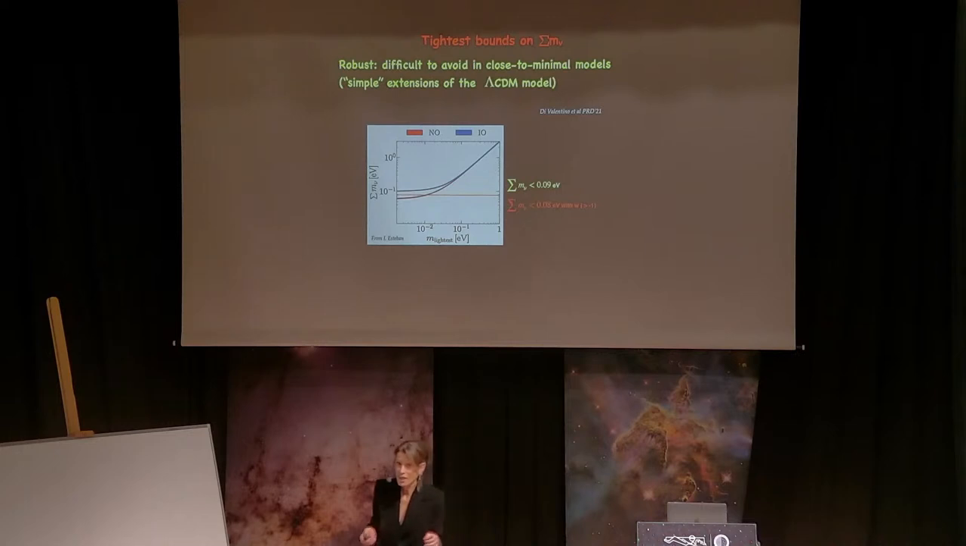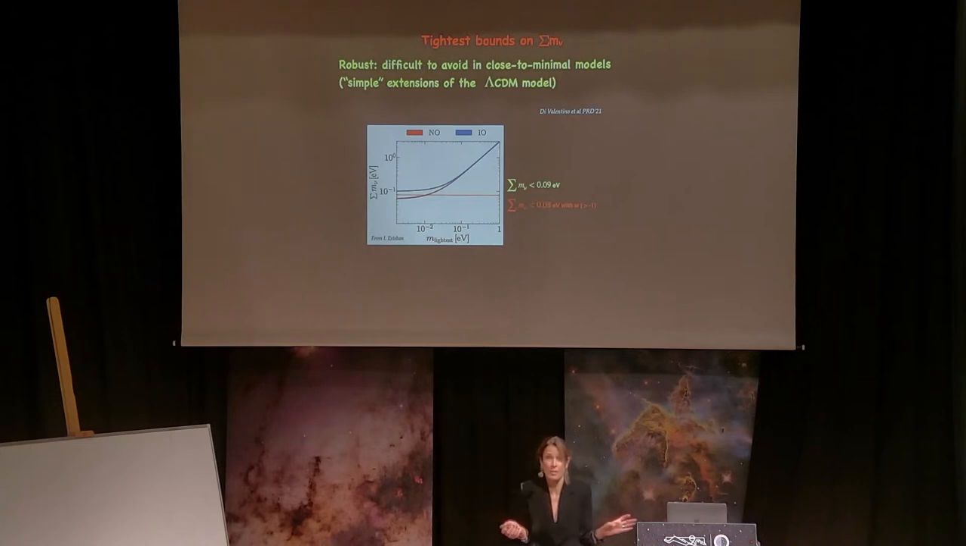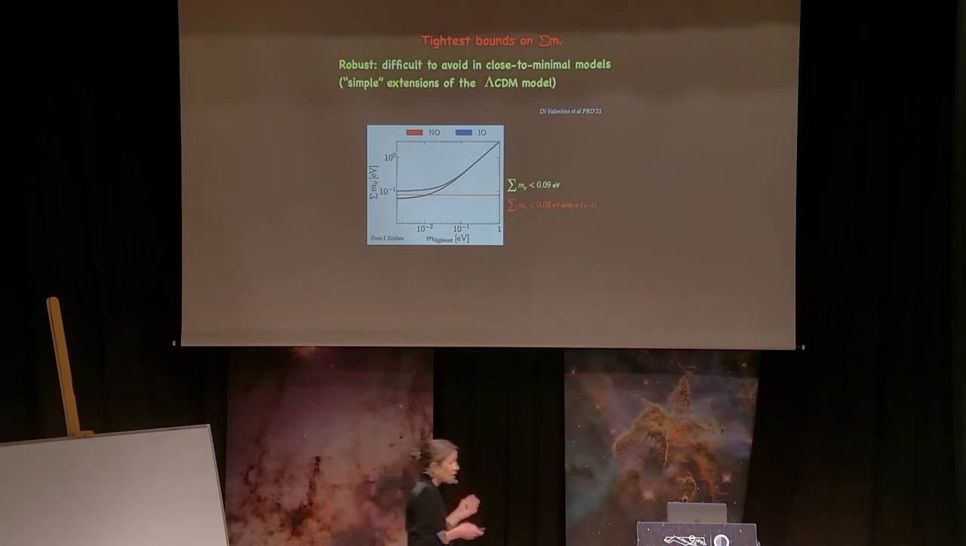So cosmology is really, really getting to the 0.06 eV minimum neutrino mass that is predicted by neutrino oscillation experiments. So at some point, cosmology should see a signal, okay? Should see a signal, and if it does not see it, we have a problem, or not. Maybe we don't have a problem and it's better.